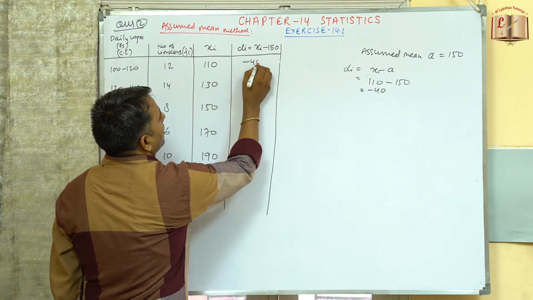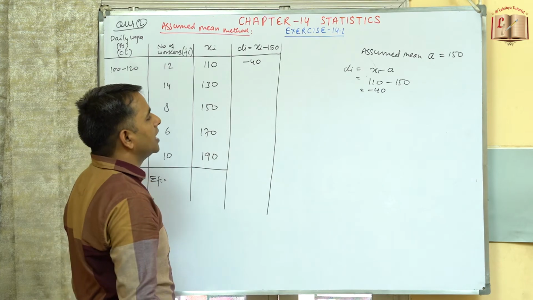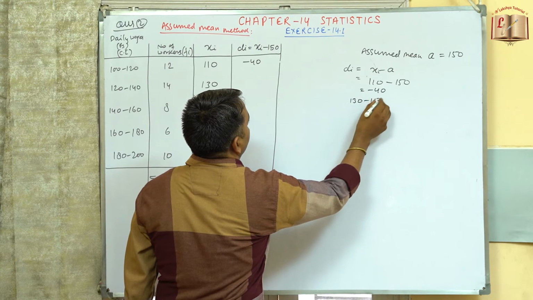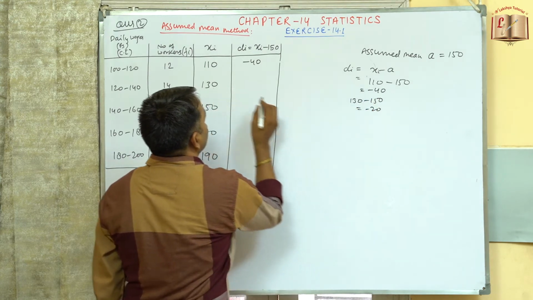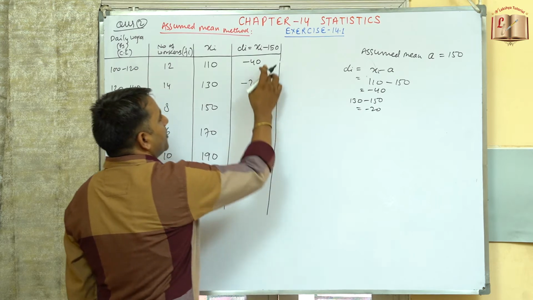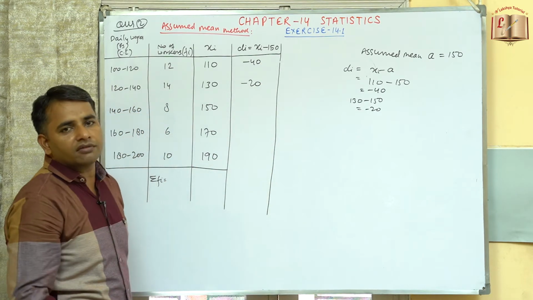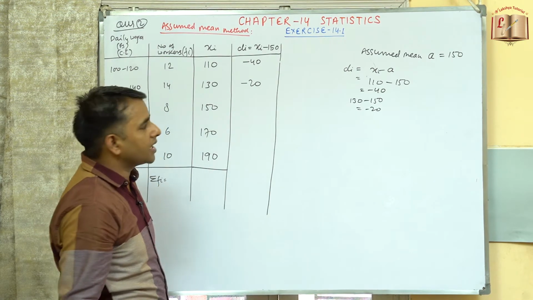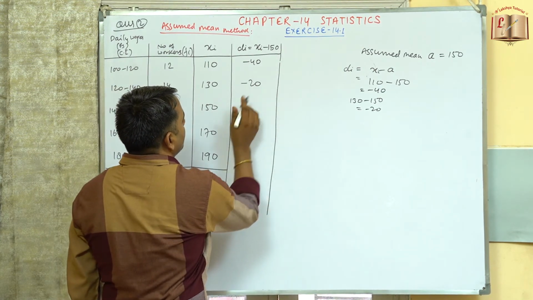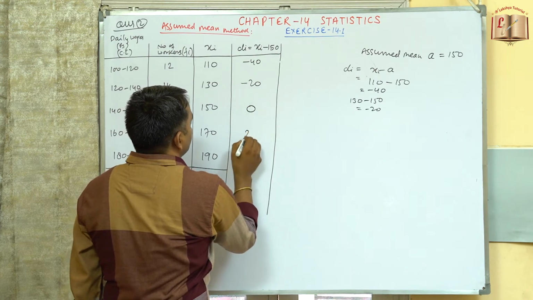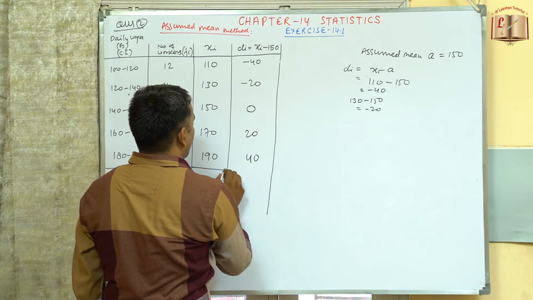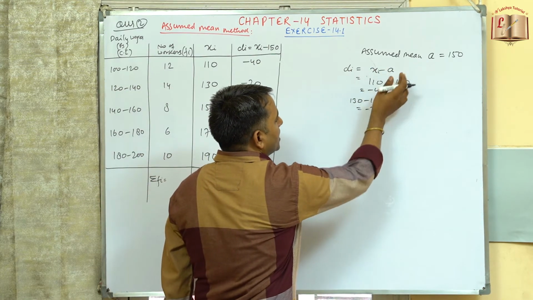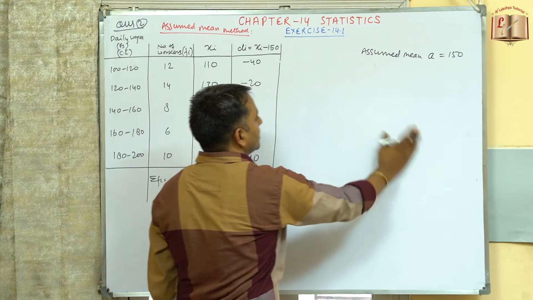सो दिस इज -40. नेक्स्ट के लिए अगर अभी हम निकालते हैं सो दिस विल बी 130 minus 150. सो दिस विल बी -20. अभी ये देखिए क्या होगा, 20-20 के इंटरवल से क्या हो रहा है, इंक्रीज कर रहा है. सो दिस इज -20, देन इट विल बी 0, then 20, then last one it will be 40. Or if you want to calculate, you can calculate from this same di equals to xi minus a. So a is the assumed mean method.